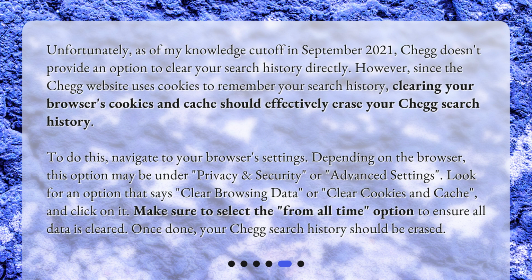To do this, navigate to your browser settings. Depending on the browser, this option may be under Privacy and Security or Advanced Settings. Look for an option that says Clear Browsing Data or Clear Cookies and Cache and click on it. Make sure to select the From All Time option to ensure all data is cleared. Once done, your Chegg search history should be erased.